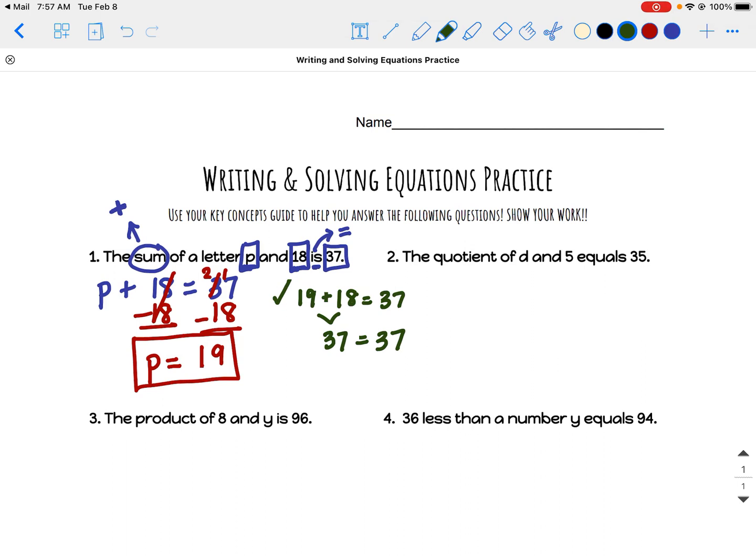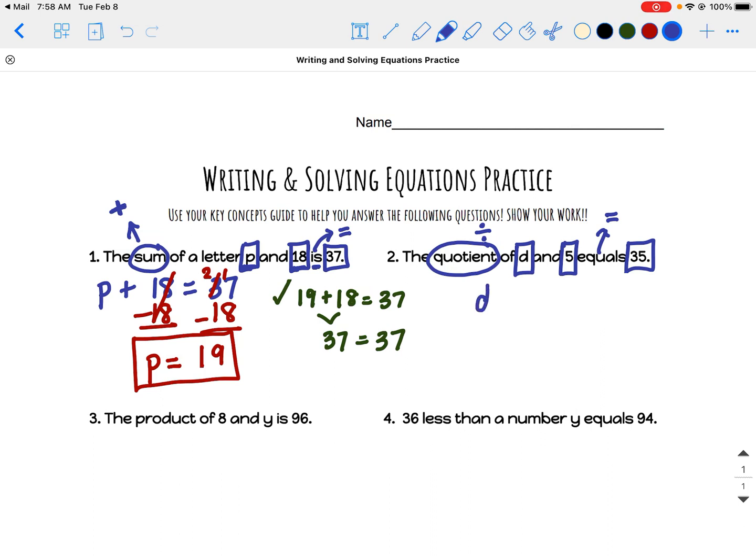All right, this next one says the quotient. Think about what quotient means of D. Remember, that is a number, even though it's a letter. A variable represents an unknown value. And 5 equals 35. So this time it's telling us equals, obviously reference the equal sign. And then quotient, what does that mean? That means division. Remember, when it comes to division and subtraction, order matters.